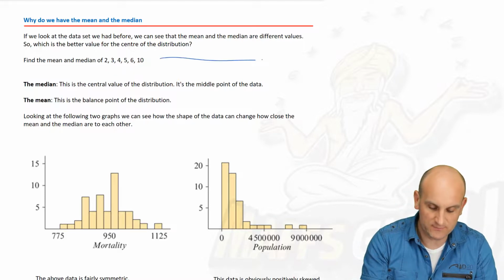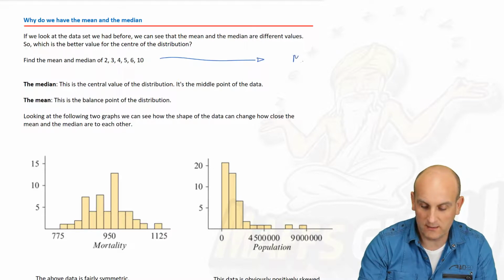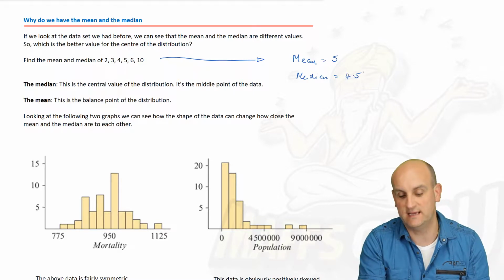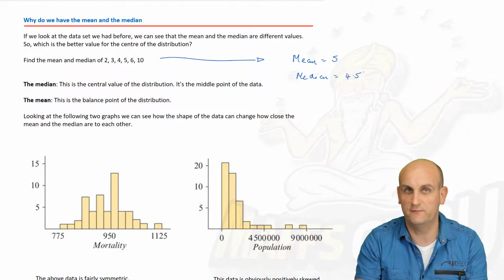Now, when we go back to the previous example, if you remember, we found the mean was equal to 5 and the median was equal to 4.5. Both of those are roughly the same. And for that particular data set, we could use either of those values.